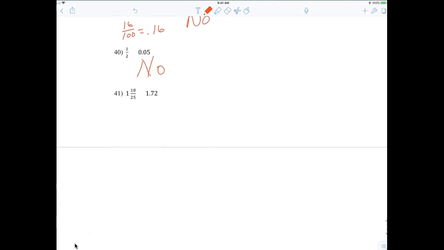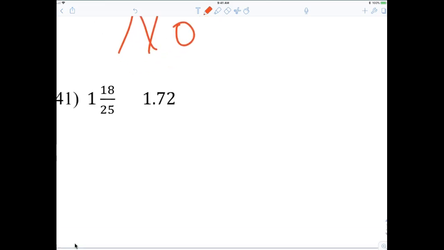Now, 18 over 25, we got to figure out what that is, right? You could divide it out, but to me, I would get it out of 100. So I can multiply by what? 4. Yes, multiplying by 4 is much easier. And then what decimal would that be? 1.72. So they are what?